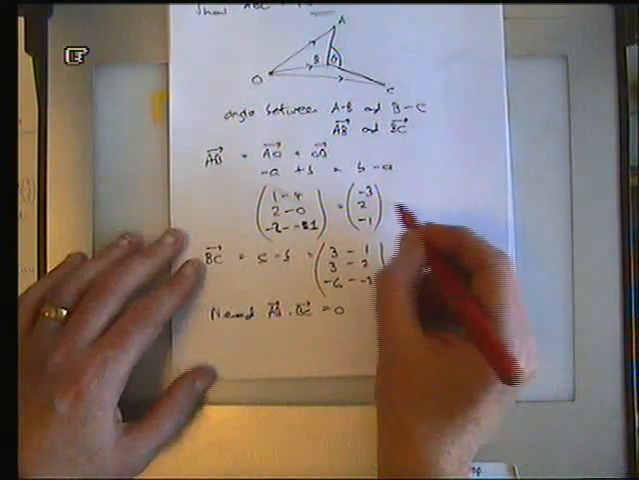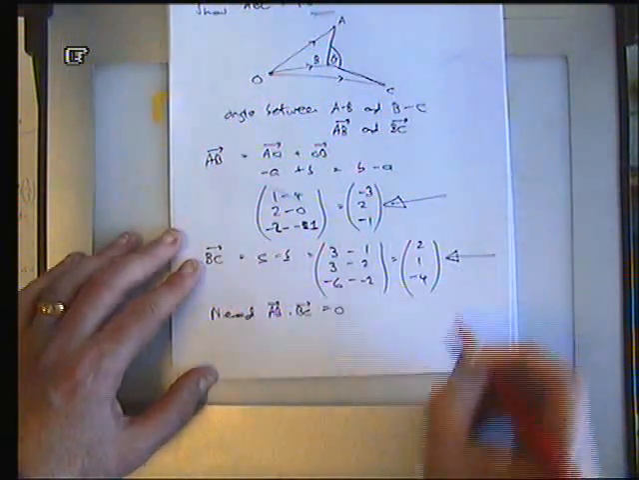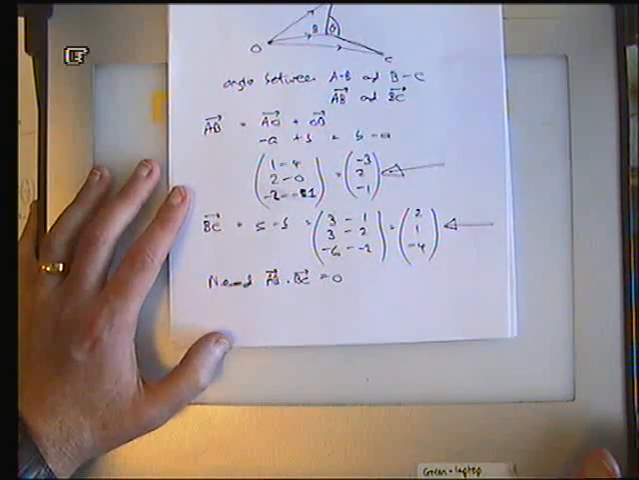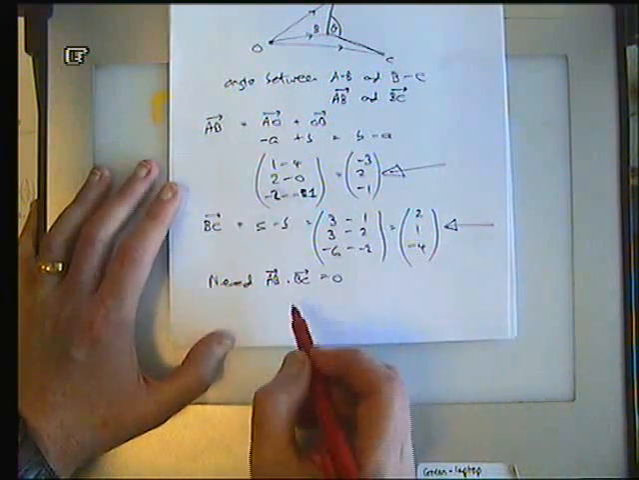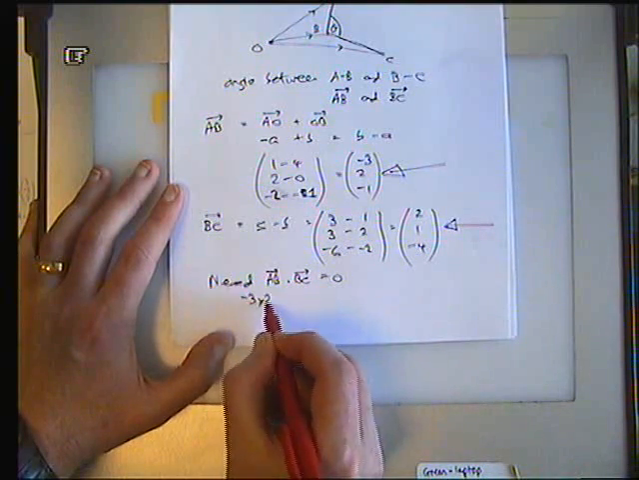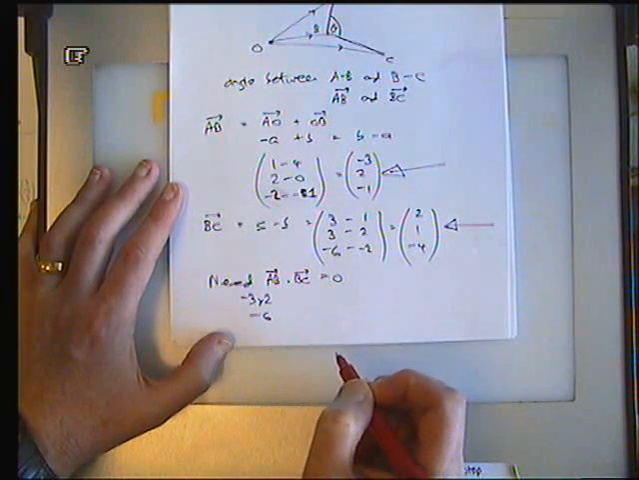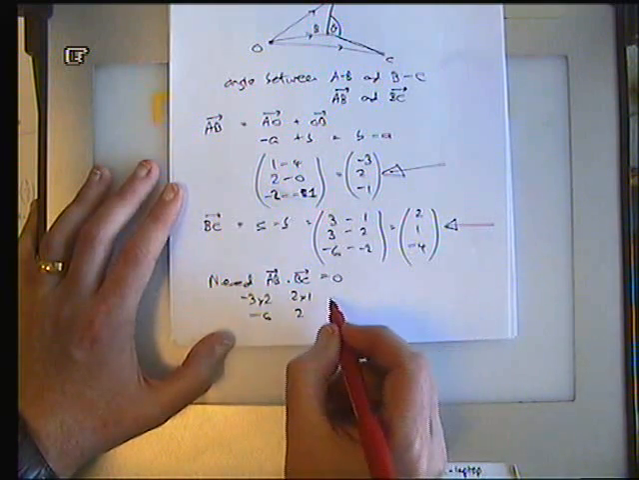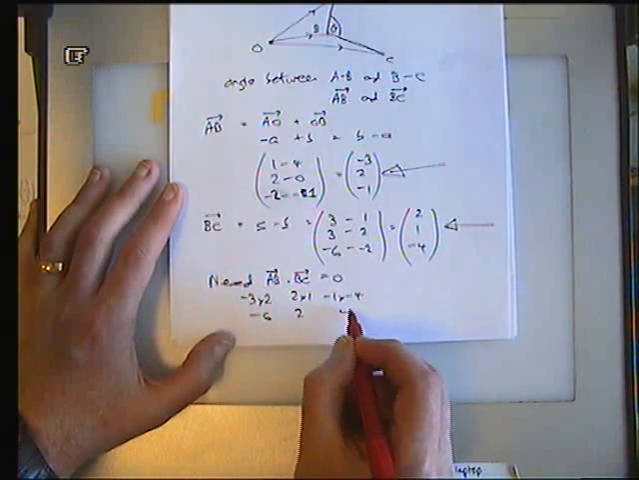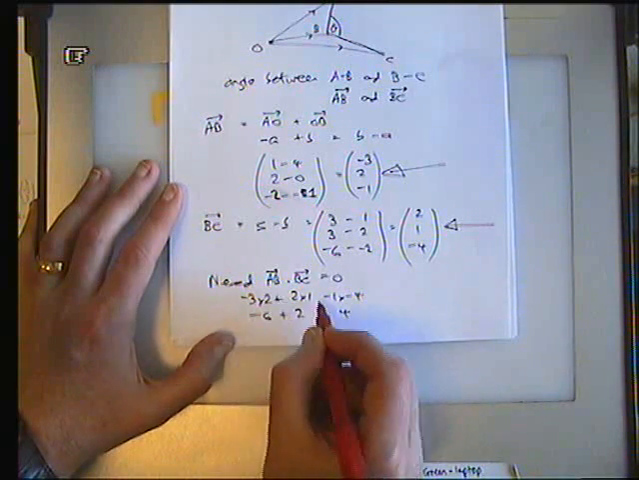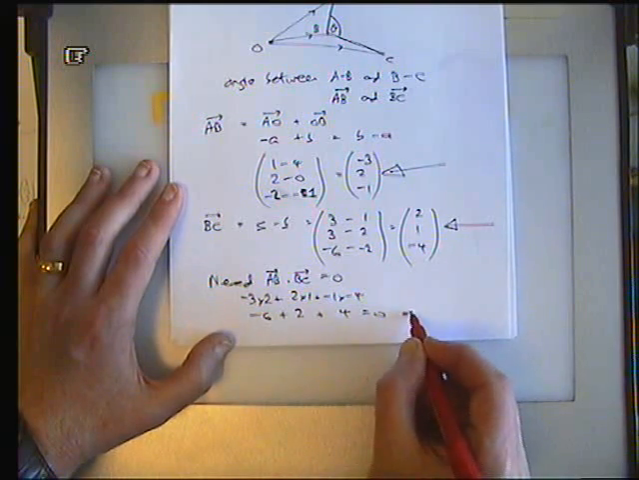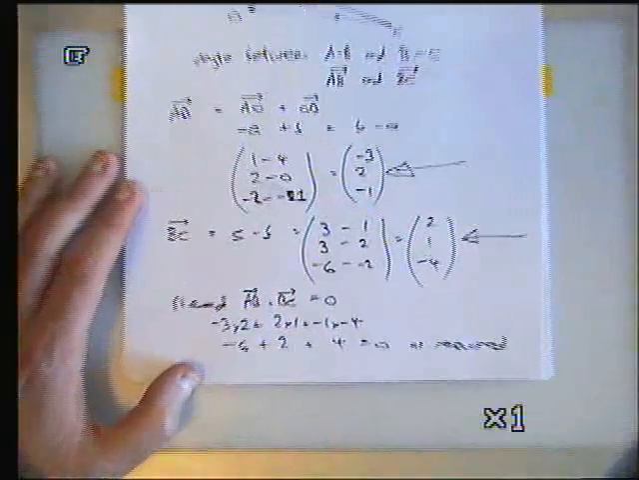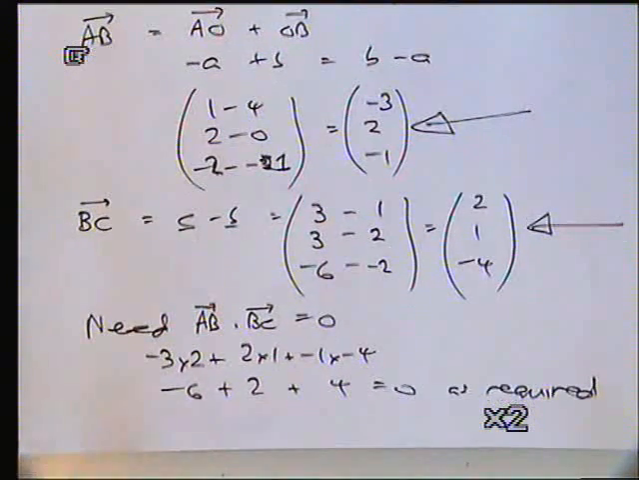Okay, so that's one of our vectors. That's the other one. So if I'm doing the scalar product, dotting those together, whatever you want to call it, top numbers, minus 3 times by 2 is minus 6. Middle numbers, 2 times by 1 is 2. Bottom numbers, minus 1 times minus 4 is 4. Add those together, I get 0 as required. So I have shown that the angle I needed was indeed 90 degrees.